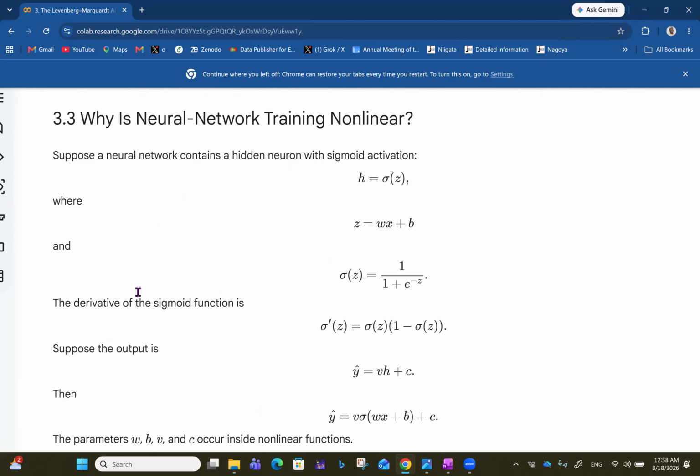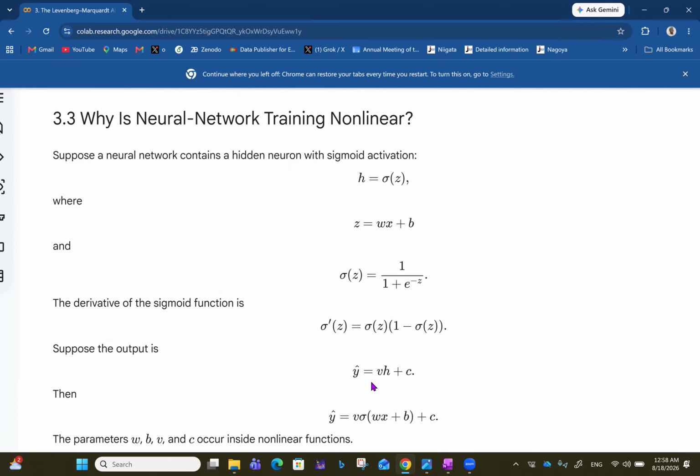Then we have sigma of Z equal to 1 over 1 plus e raised to minus Z, which is the sigmoid function. The derivative of the sigmoid function is sigma of Z times 1 minus sigma of Z. In one of the videos under that playlist, I went ahead to show how we derive this. All you need is to differentiate, and you discover that the derivative is equal to sigma of Z multiplied by 1 minus sigma of Z. By the way, sigma of Z is always between 0 and 1, and that's why we can express it this way.